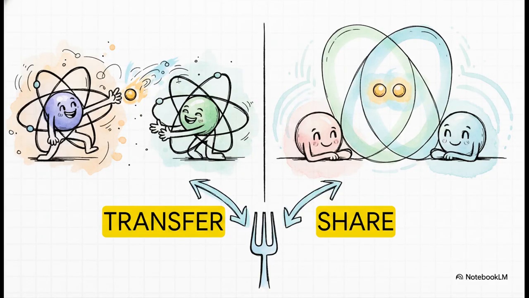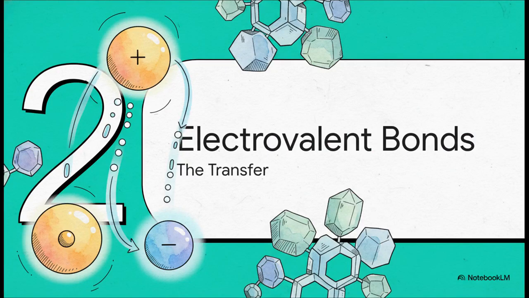So how do they fix it? Well, they can't just magically conjure up new electrons out of thin air, right? They have to interact with the atoms around them. This forces them down one of two primary paths, either a dramatic, complete transfer of electrons or a mutual, shared compromise. Which brings us to part 2, electrovalent bonds, the transfer.